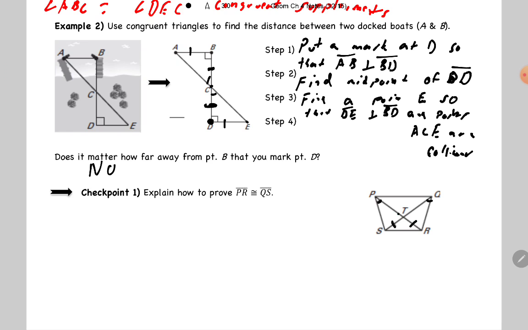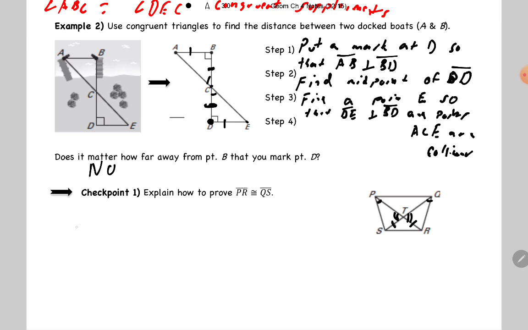So we know that these angles are congruent because those are vertical angles. So now we have angle side, which shows that the two triangles are congruent. So let's write that out.